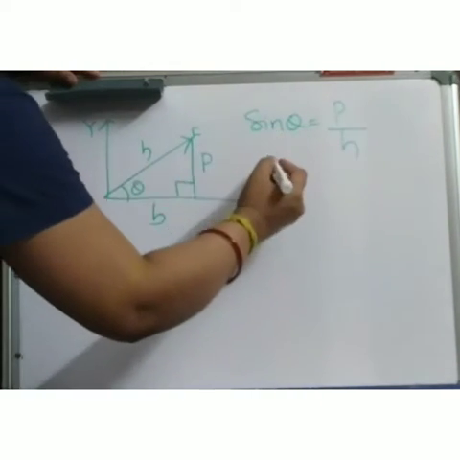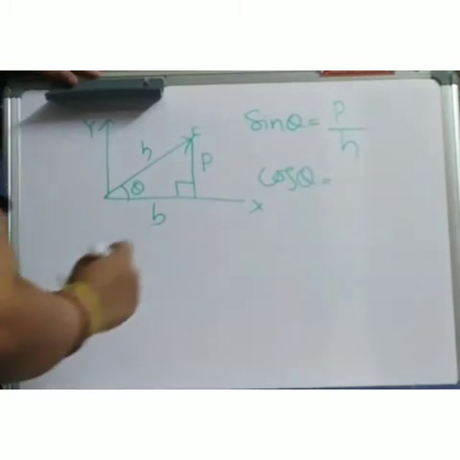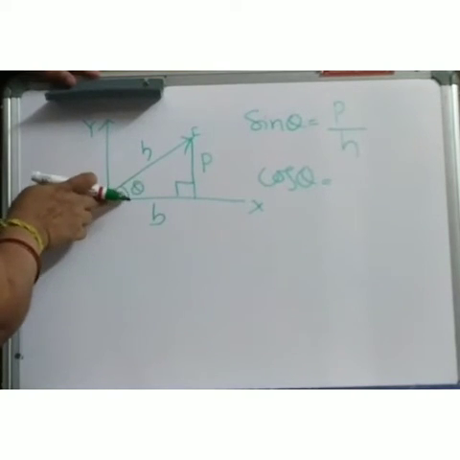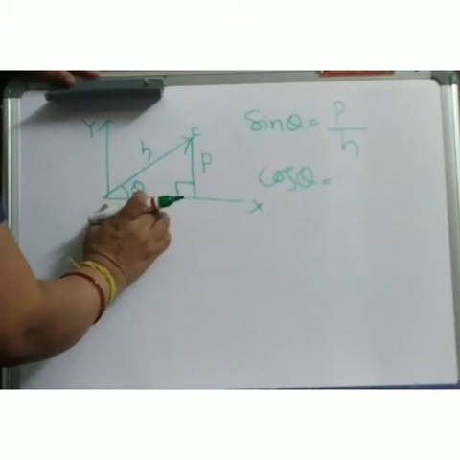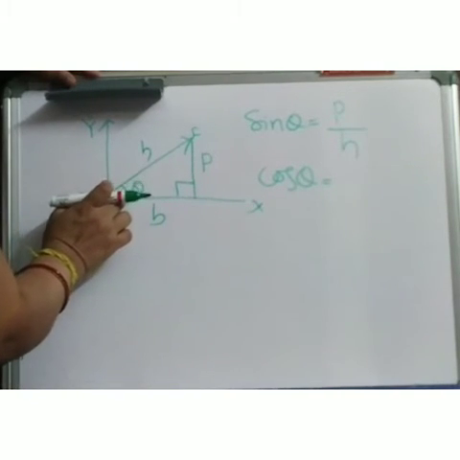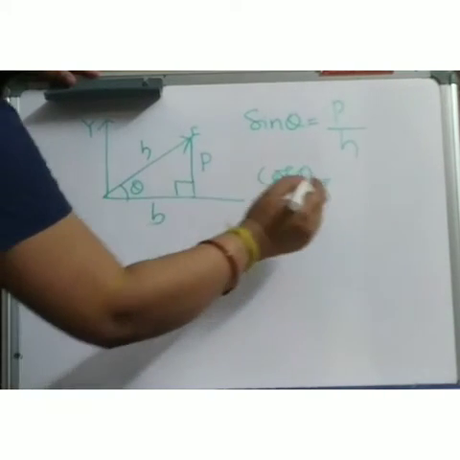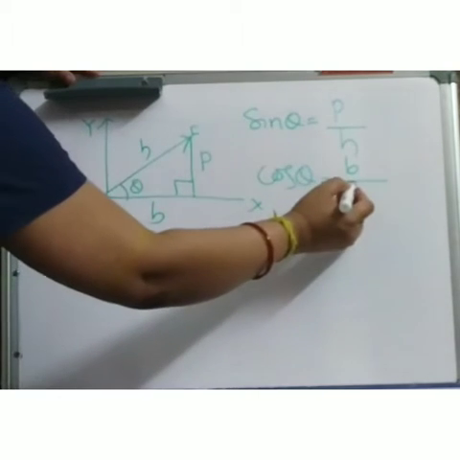This is the trigonometric formula. Cosine, sine. Then what is your cos theta? Cos theta will be the side adjacent to your angle theta. That means the side that is connected to your angle theta. So this base. This is called base. So base divided by your, again, hypotenuse.